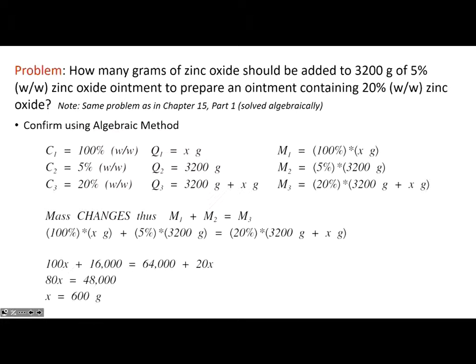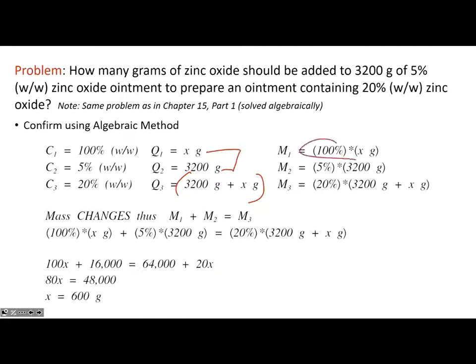C3, what was our target? What did we want this combination to have a concentration of? 20%. So my C3 is 20%. Now bear with me if you tune me out. Make sure you understand this. This is still where people mess up. How do you come up with your Q3? Remember, Q3 is simply the sum of Q1 plus Q2. So we didn't know what Q1 was, but it was X. So Q3 is 3,200 plus X. Okay, it's two parts to it, but this is essentially Q3. That's why mass 3 will be 20%, that is the concentration, the C, times the Q, which is 3,200 plus X. Don't forget that.